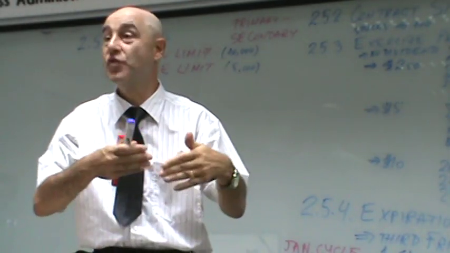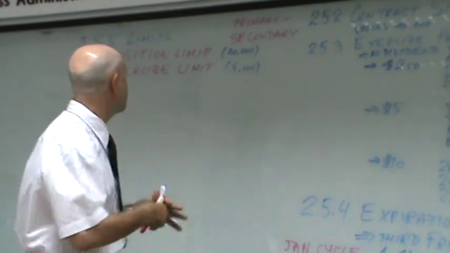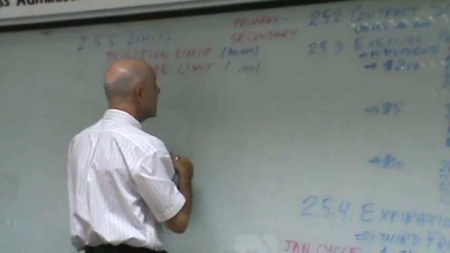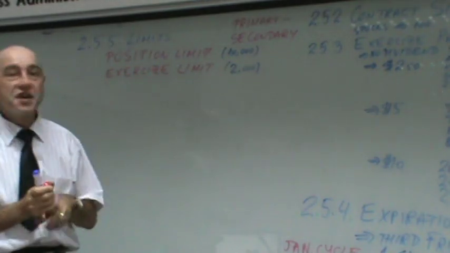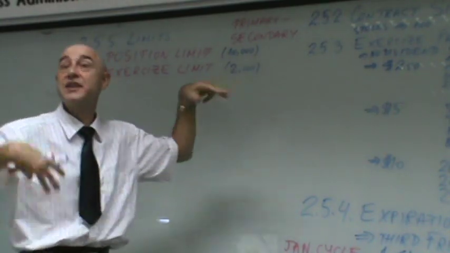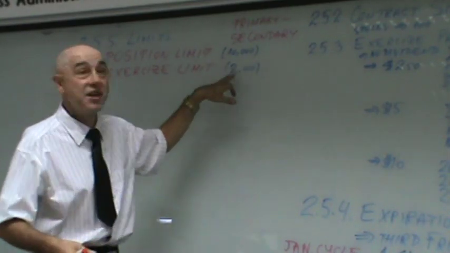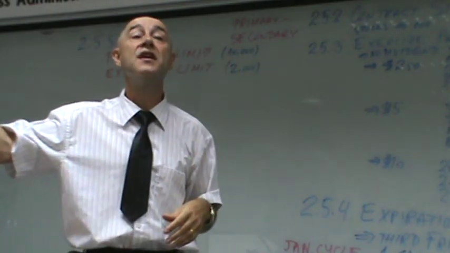In other words, over 2 weeks or more. If the exercise limit is 2,000, this week you can exercise no more than 2,000, and next week no more than 2,000, and the week after no more than 2,000. You have to spread it. If you have 10,000, you have to spread it over a month.